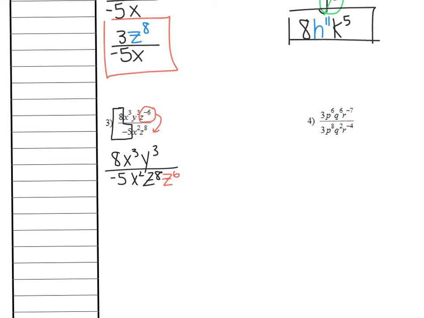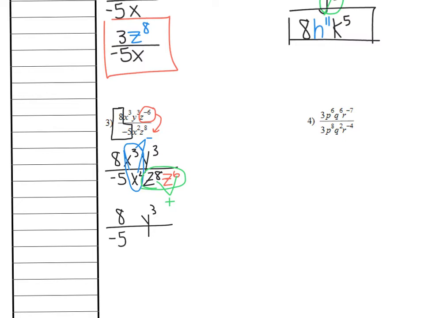So I'm going to look across the bottom and look across the top. I notice that when I look at x's, I have x to the 3rd divided by x squared. So remember here we subtract exponents. When I look at z's, I notice z to the 8th and z to the 6th being multiplied, so here we add exponents. Okay, so you have to recognize those two different rules here. So we have 8 on top staying, we have y to the 3rd staying, we have negative 5 staying. But now let's fill in these gaps.